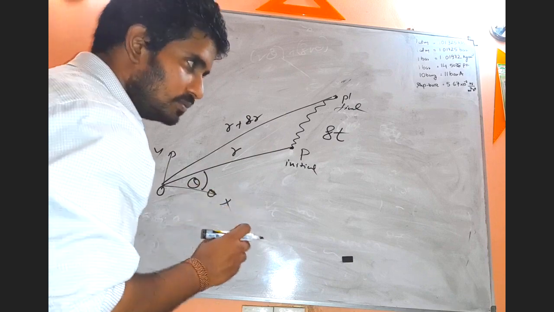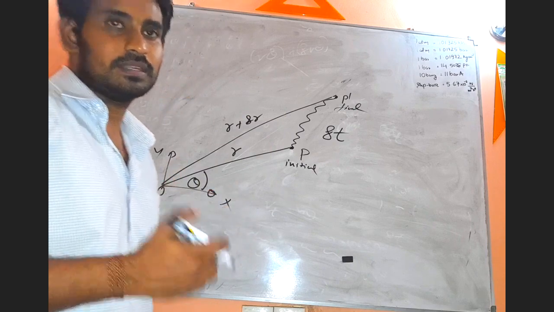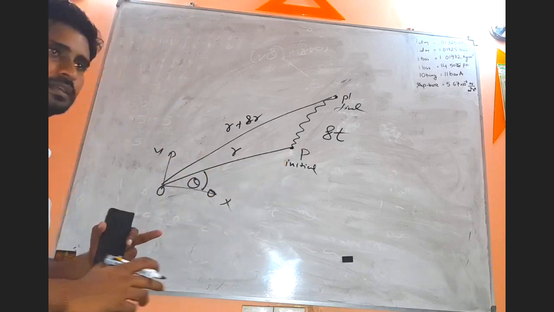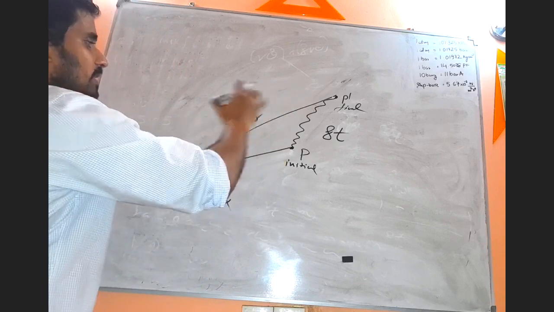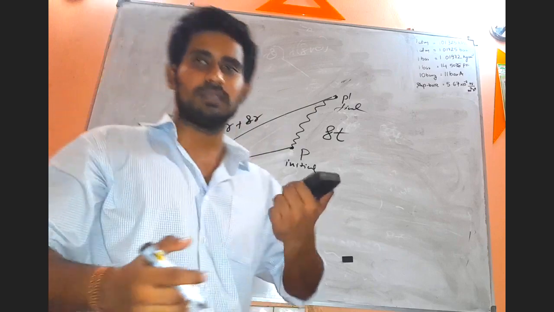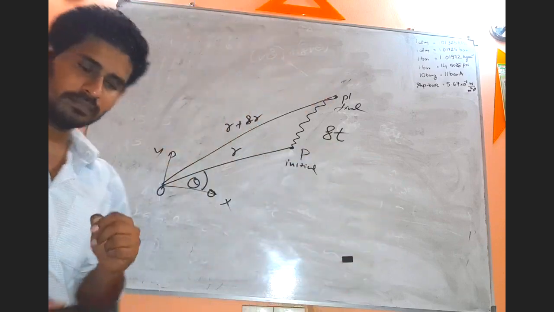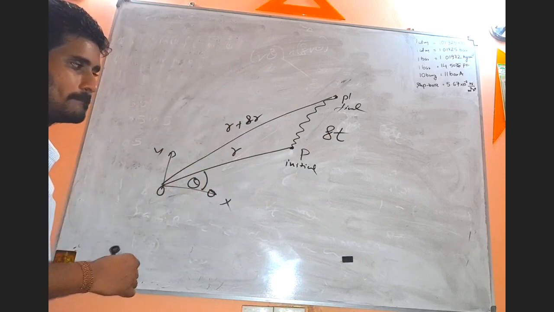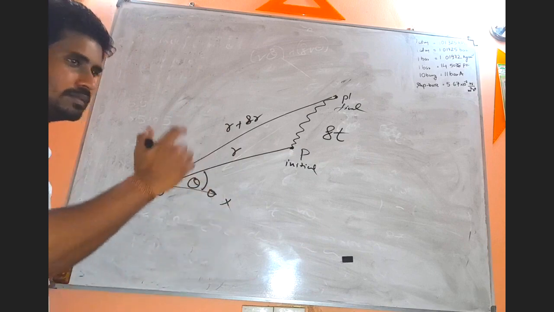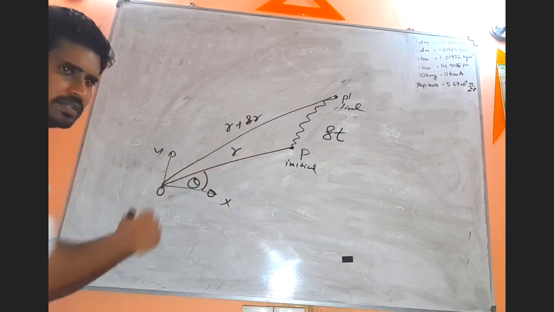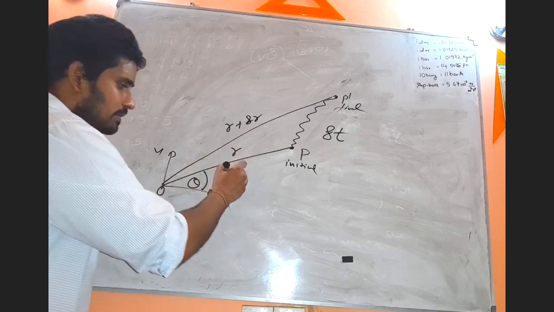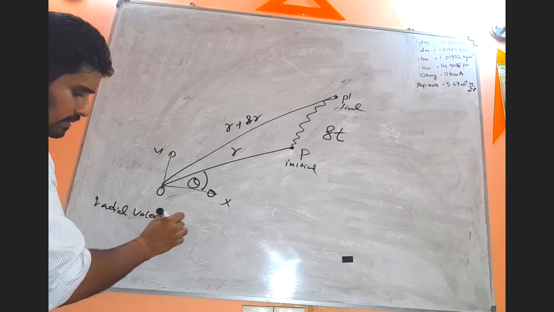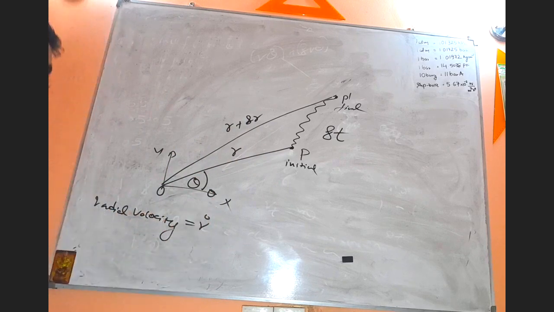But better use the term displacement rather than the distance. So let's say the initial displacement is r and the final displacement is r plus delta r. Now delta r is that particular change in the displacement after delta t period of time. So then what is the initial radial velocity? That means the velocity along the radial direction, if you consider it as a radius, so that will be radial velocity, that is r dot.